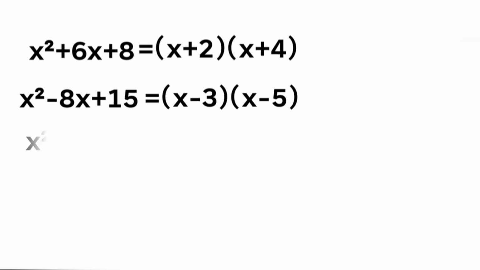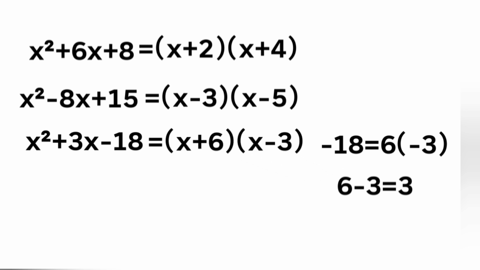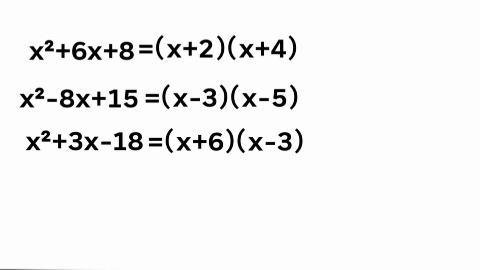Another example: x² + 3x - 18. Here we have a positive middle term and a negative last term. The factors have a positive with bigger absolute value and a negative with smaller absolute value. So we have negative 18 is equal to positive 6 times negative 3, and if you add positive 6 plus negative 3, this is equal to positive 3, which is the middle term. So this is equal to quantity x plus 6 times quantity x minus 3.